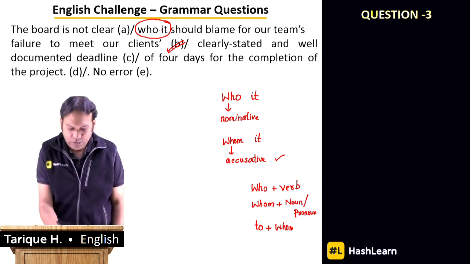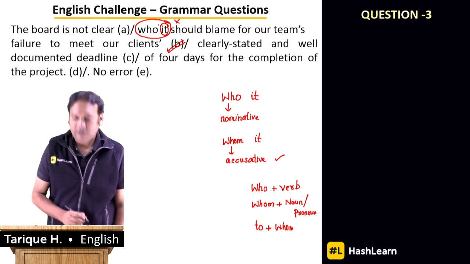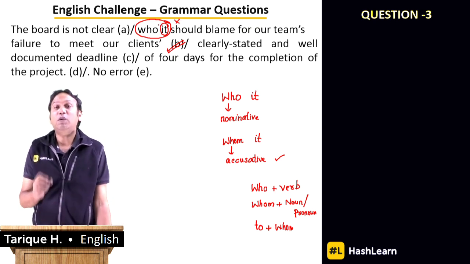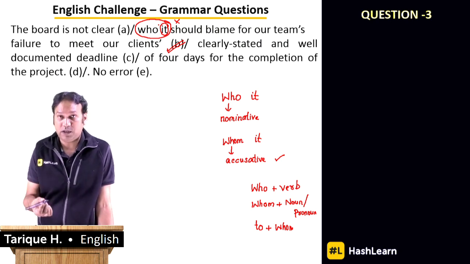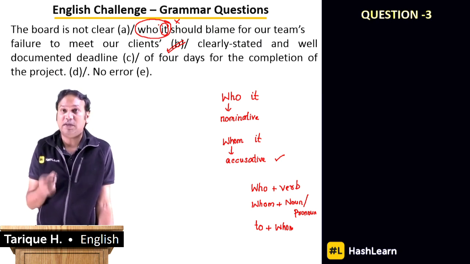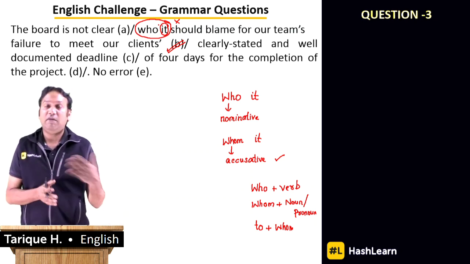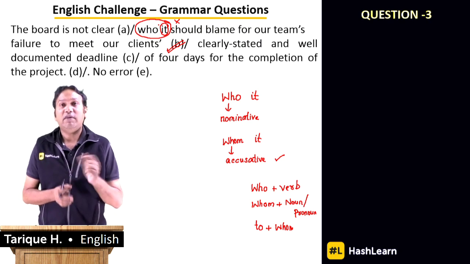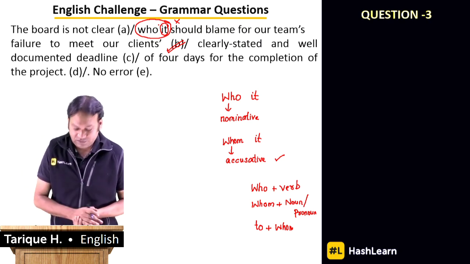So the moment you see who it here, after who we have it. Now it is a pronoun, that means it is wrong. Because after who what should come? After who a verb should come, and after whom a noun or pronoun should come. We know that it is a pronoun. It is the third person neutral pronoun, right? He and she are masculine and feminine, whereas it is neutral. So whom it should blame. That's why the answer for this question is B.